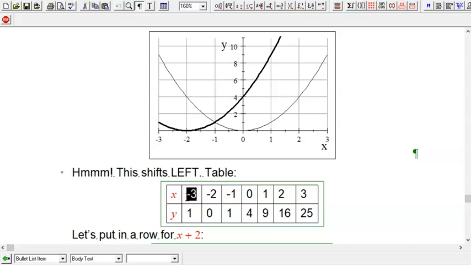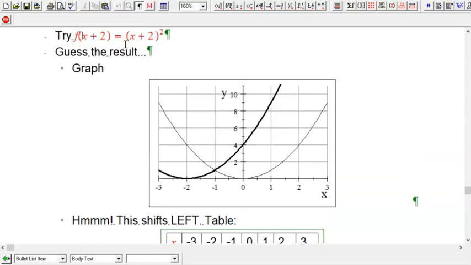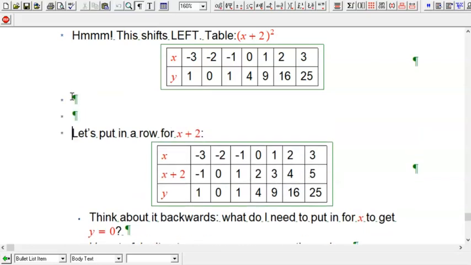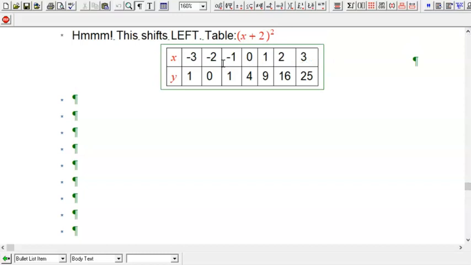So minus 3, what did I do? I added 2 first, right? Remember what this function is, x plus 2 squared. Let's bring it down. Let's hide this for a little bit. So we look at x plus 2 squared, and I take minus 3, I add 2, I get minus 1, and I square it, and I get 1. I take minus 2, I add 2 to that, I get 0. Square that, I get 0. Okay. Way over here, like 3 plus 2 squared, I get 25.